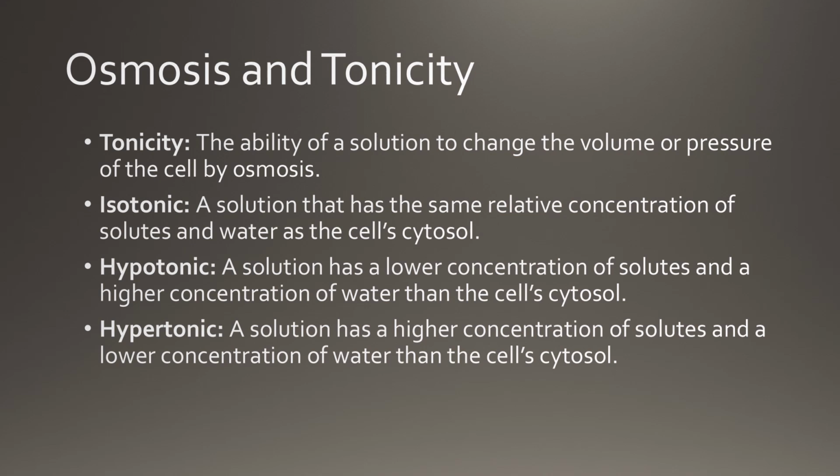A hypotonic solution is a solution with a lower concentration of solutes and a higher concentration of water compared to the cell's cytosol. In a hypotonic solution, water moves into the cell, causing it to swell and potentially burst. A hypertonic solution is a solution with a higher concentration of solutes and a lower concentration of water compared to the cell cytosol. In a hypertonic solution, water moves out of the cell, causing it to shrink or shrivel.